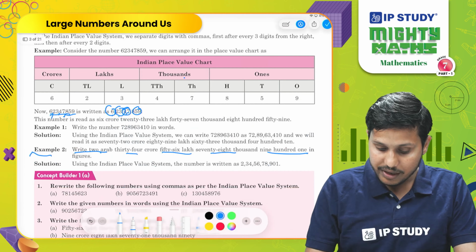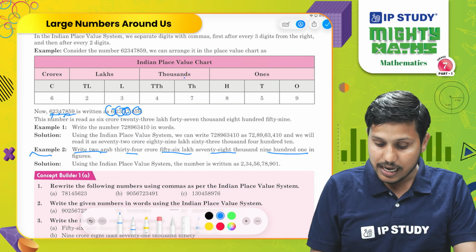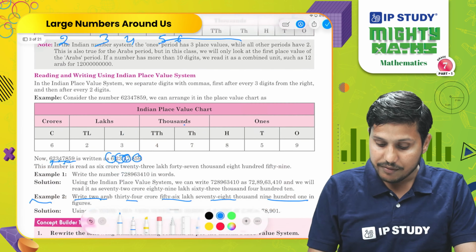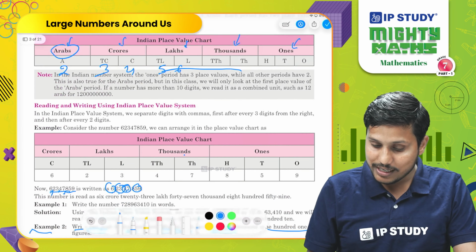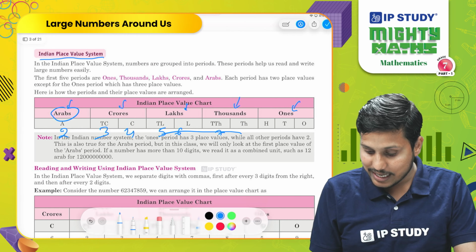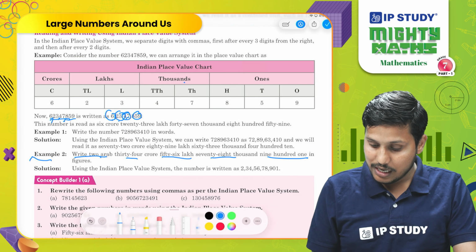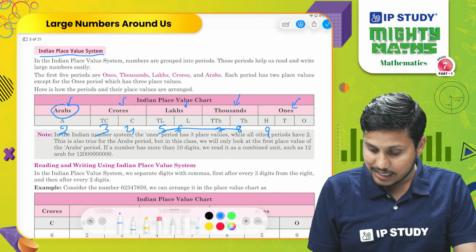And then after that we have 56 lakh. So 56 lakh will take the period of lakhs. Then we have 78,000, which will be written like this, 78,000. And then after 78, we have 901. So 901 will be written like this.